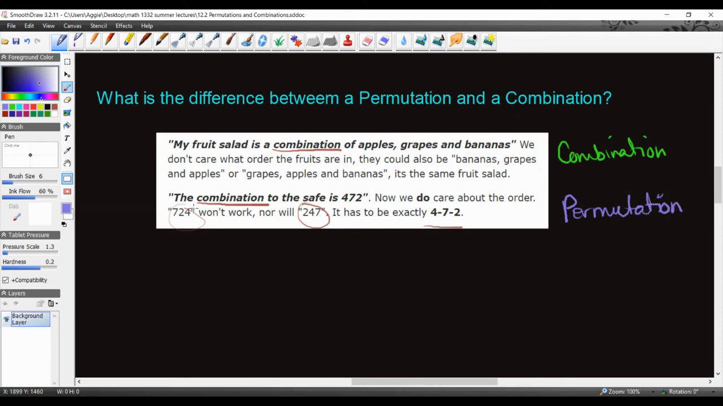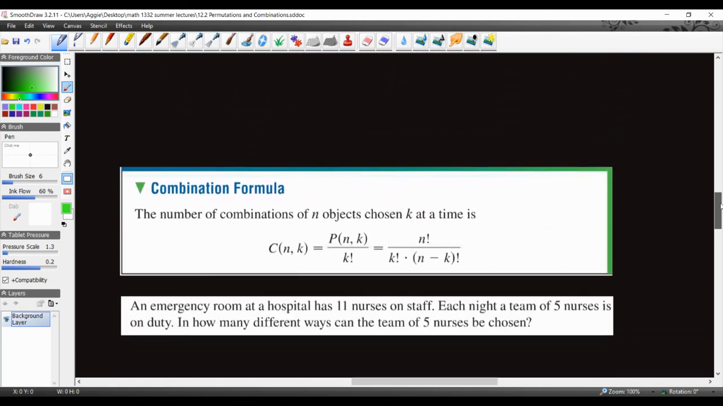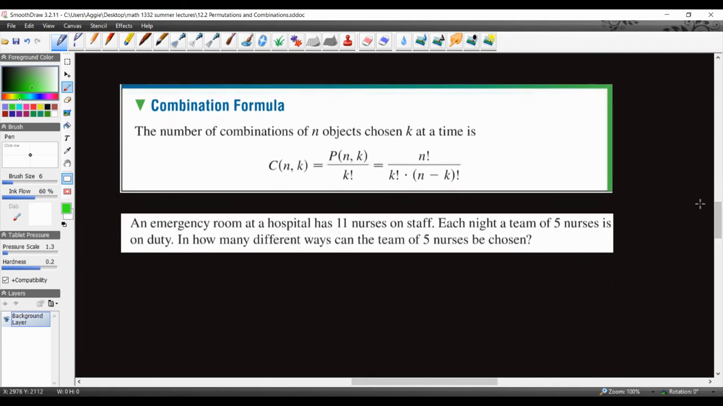So really, instead of calling it a combination lock, they should call it a permutation lock. Just saying. Okay, so again, permutation, order does matter. Combination, order does not matter. That's the main thing with these two items. So let's go ahead and do some combination examples now, because we already did some with permutations.